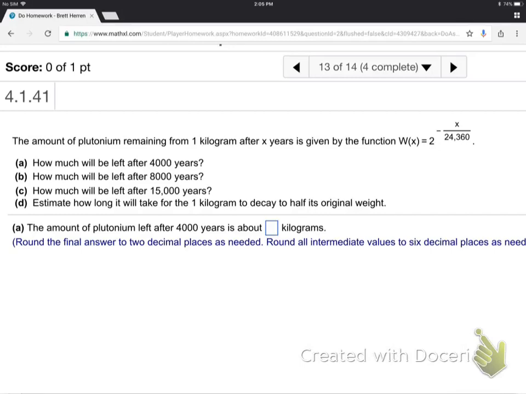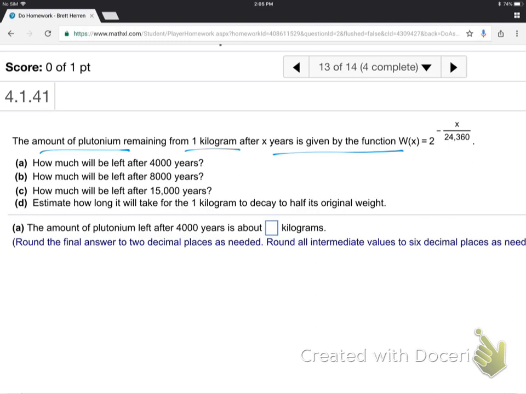Okay. So first off, parts A, B, and C are simple. They're just plug in. It says the amount of plutonium starting with 1 kilogram after X years. So basically, this is an exponential decay function. You don't really need all the background, but basically, you take this plutonium stuff, and over time, it just kind of decays into the atmosphere.